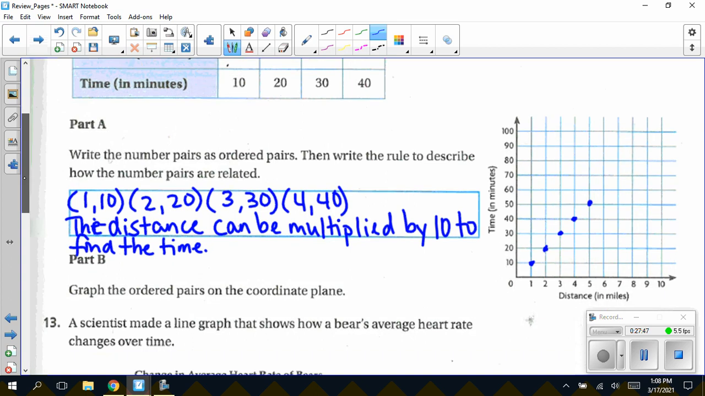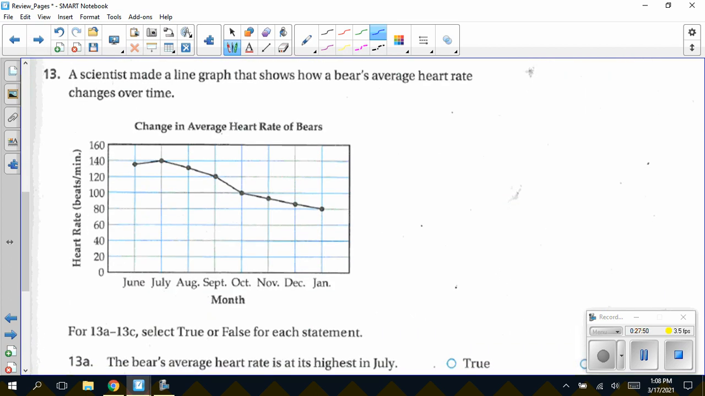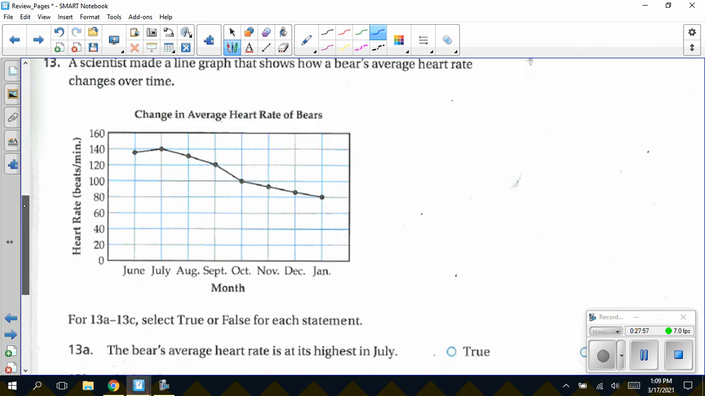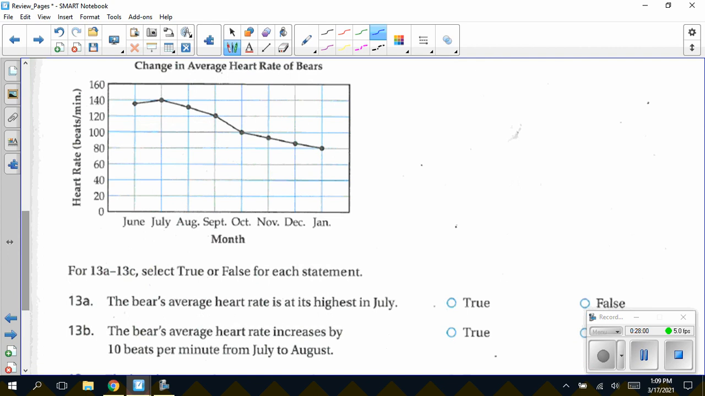Moving on to question number 13. It says a scientist made a line graph that shows how a beaver's average heart rate changes over time. So we have this line graph that we're going to use to answer our questions. So for 13A through C, we need to select true or false for each statement. So 13A, they want to know the bear's average heart rate is at its highest in July. So looking at my line plot, my dot that is up the highest is the dot that is plotted for July, so that is true.